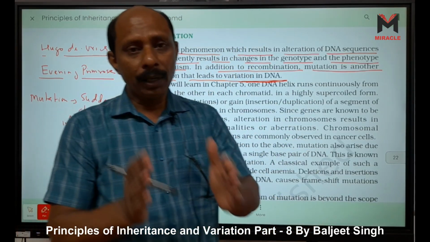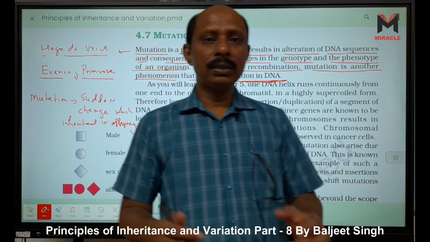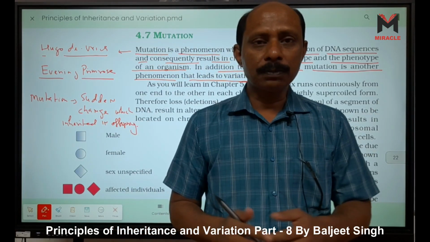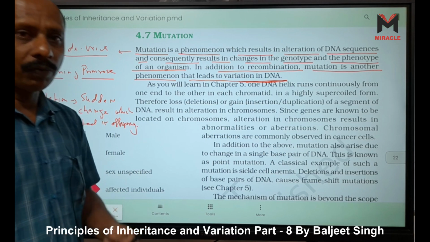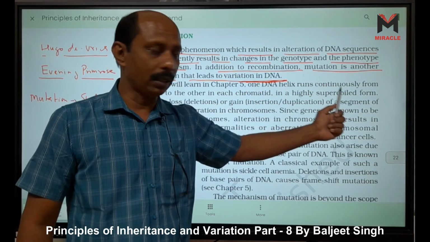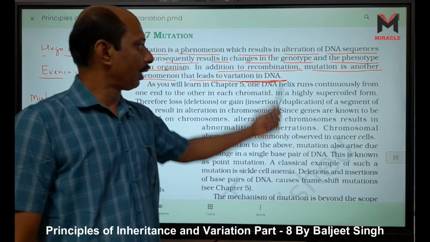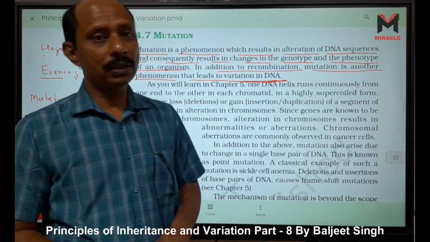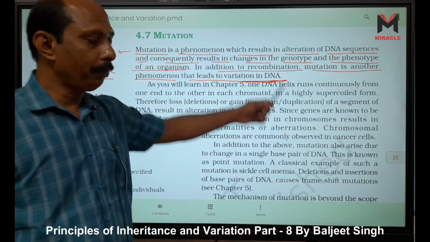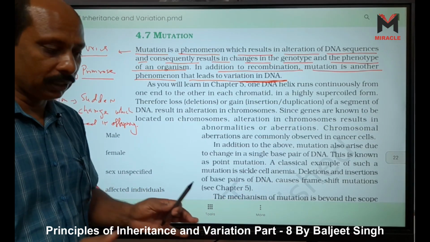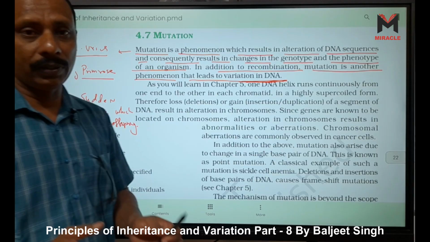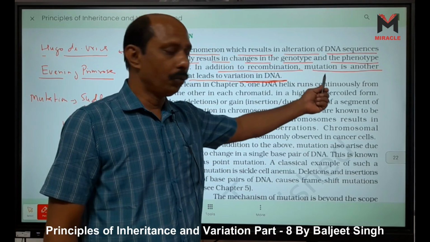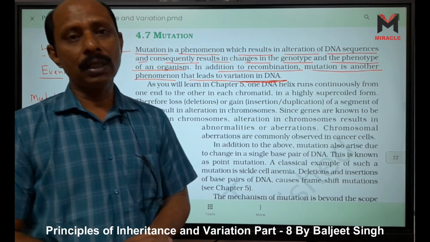In mutation some parts are deleted, some parts are added, or DNA is totally altered, which is an abnormal phenomenon responsible for variation. Mutation is also responsible for variation, and recombination is also responsible for variation. But recombination is a natural phenomenon, while mutation is a sudden phenomenon. Recombination does not mean deletion or addition, which is a harmful alteration. Mutagens are also responsible for mutation.